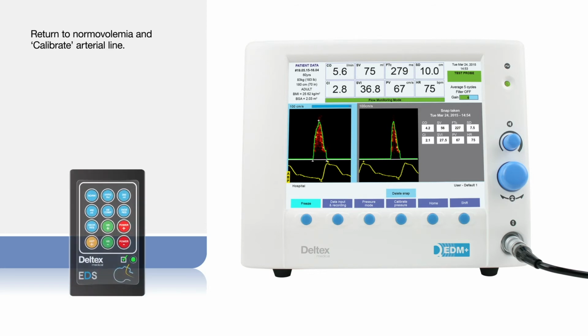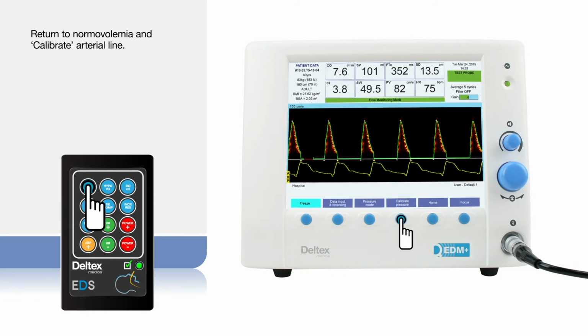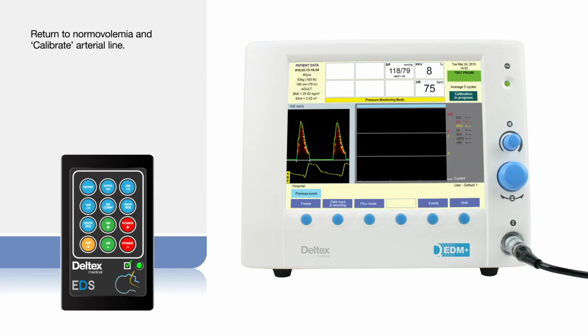Let's change back to normovolemia and initialize data from the arterial line. Simply press Calibrate Pressure. This calibrates the pressure wave algorithm against the precise measurements of Doppler blood flow.